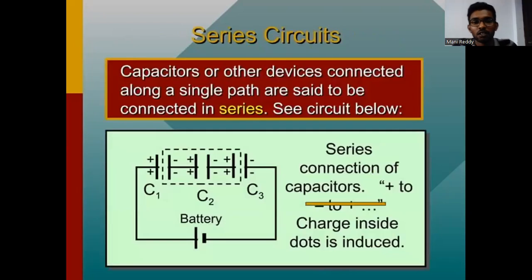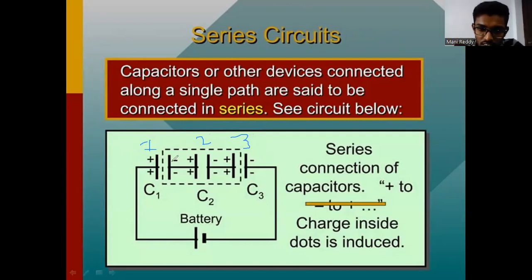Okay, and further, series circuits: capacitors or other devices connected along a single path are said to be connected in series. See the circuit below. Two or more capacitors connected in a single path are said to be in series. Here in the circuit, this is the first capacitor, I will annotate this. This is the second, this is the third. Three capacitors are given in the circuit.